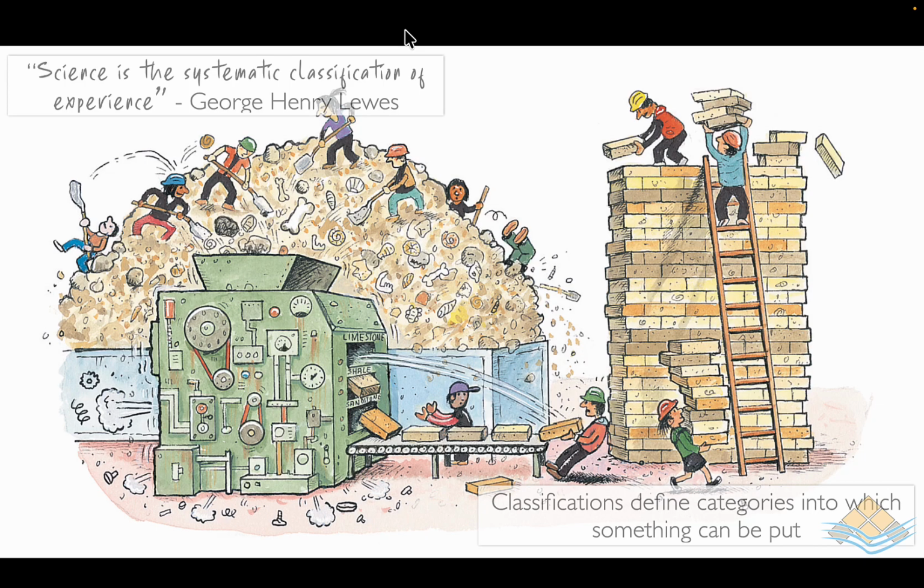Any classification wants to define categories in which we can put something. George Henry Lewes, that prominent Victorian philosopher that lived in the second half of the 19th century, defines science as the systematic classification of experience. If we don't know how to classify something, we don't understand it.